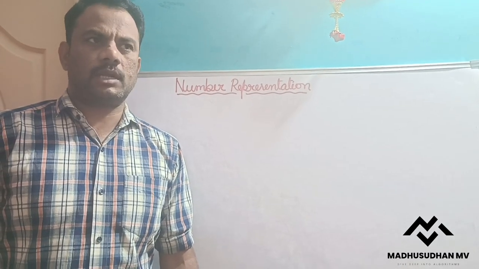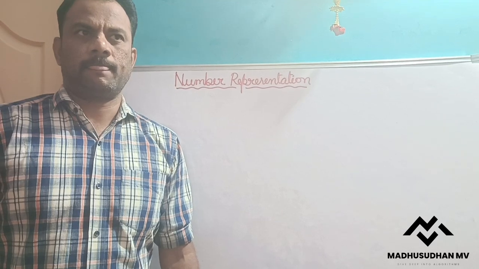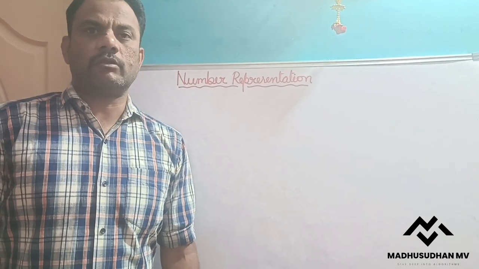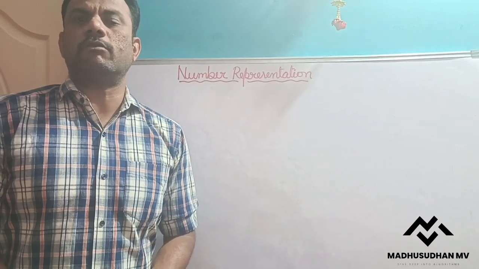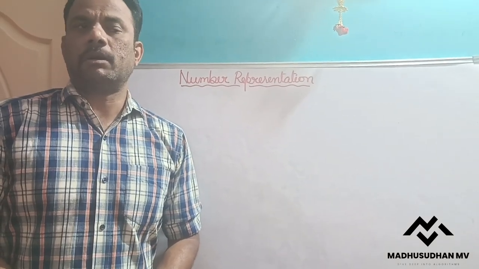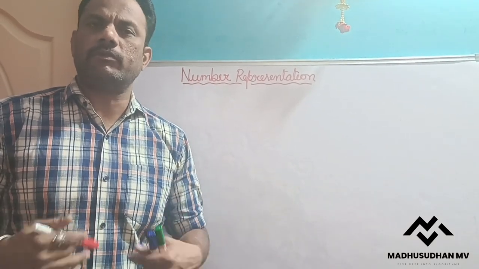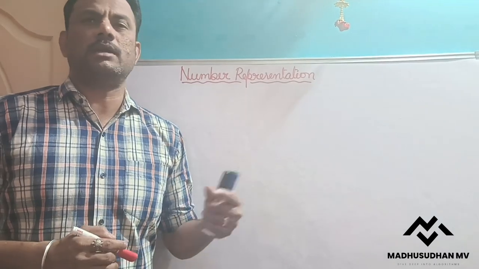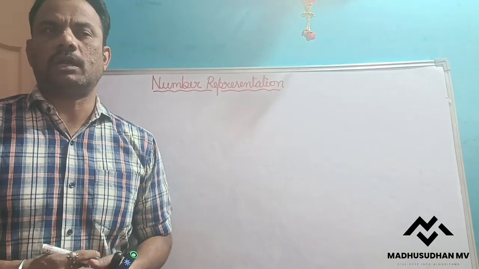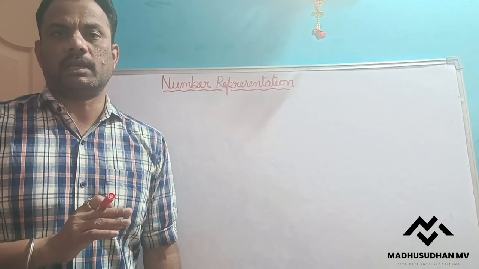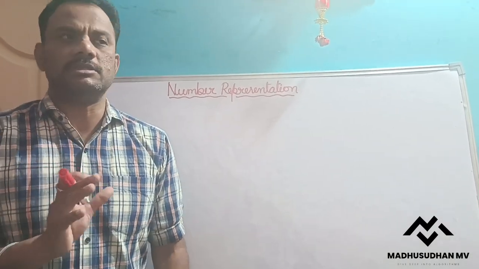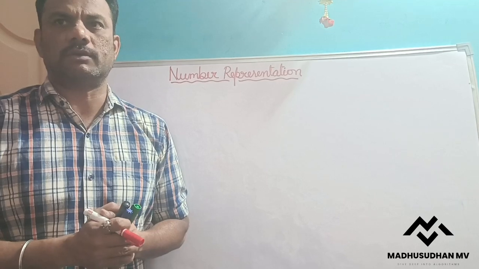In this video, I'm going to explain number representation. In our daily life, we are using numbers, right? Whatever numbers we are using, we call the decimal number system. But the decimal number system cannot be understood by our computer, because we know that a computer understands only binary, that is, in terms of zeros and ones. That means everything is in terms of zeros and ones.